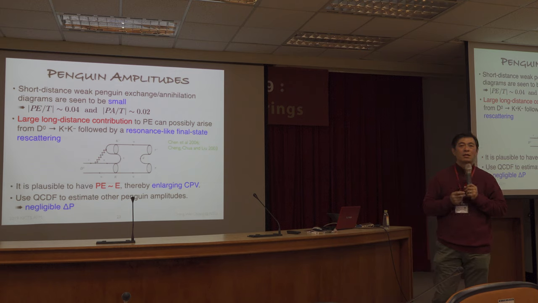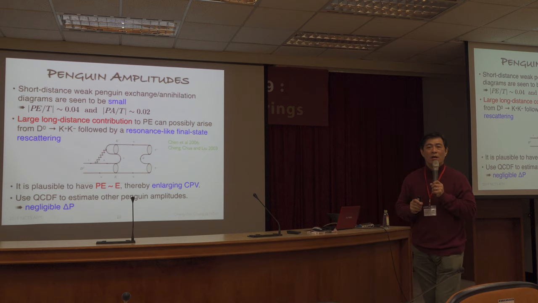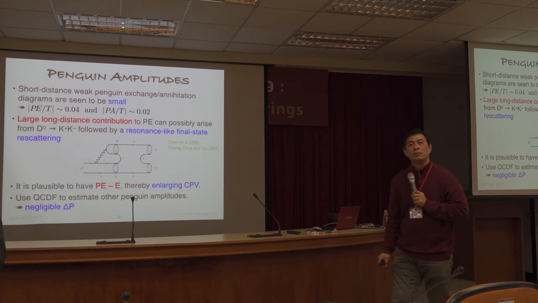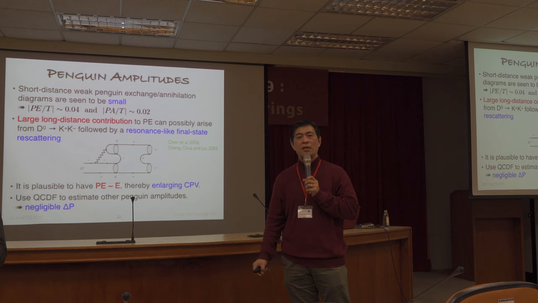When you calculate the D to K short K short CP asymmetry, right, did you assume that lambda D plus lambda S is equal to zero? No. Of course not. There's a tiny difference. Not the amplitude, the CKM. The CKM, yes. The CKM factor, lambda D is not exactly equal to lambda S.